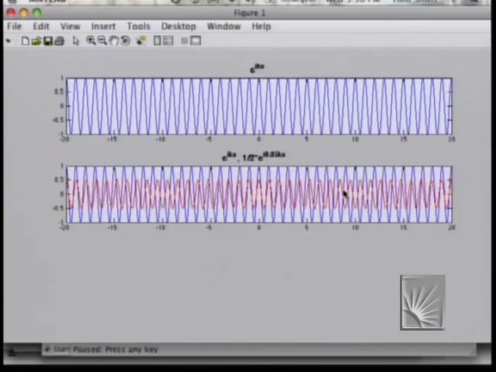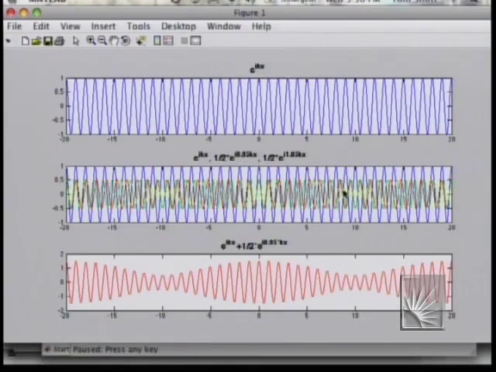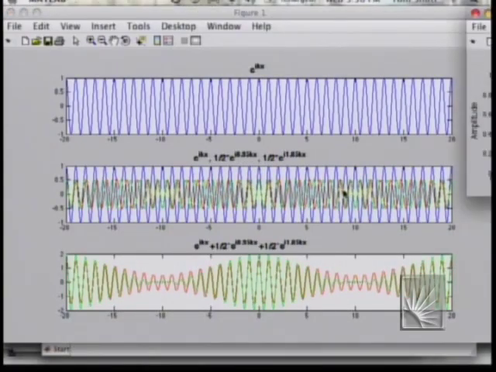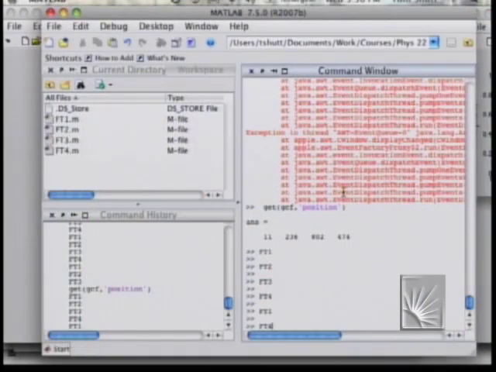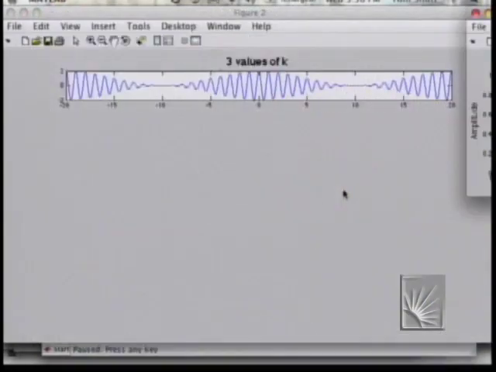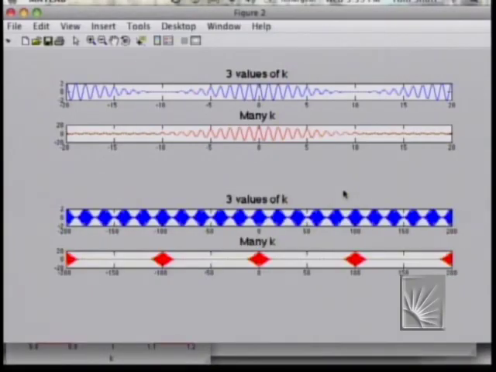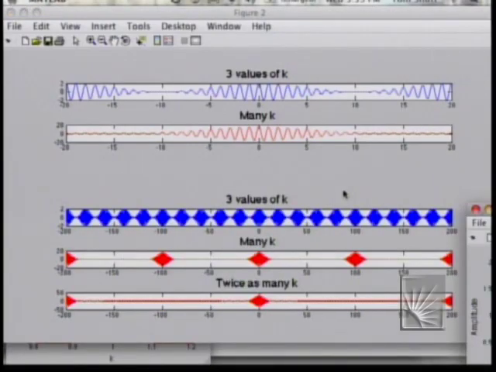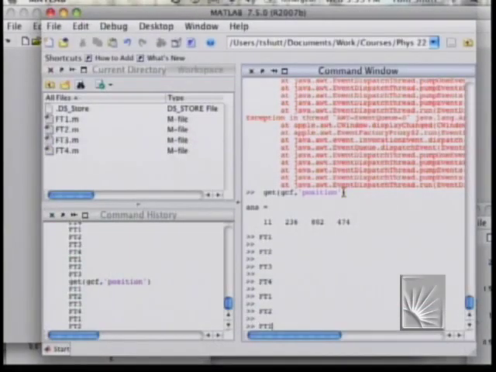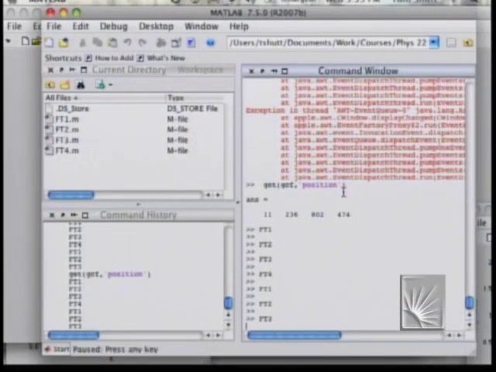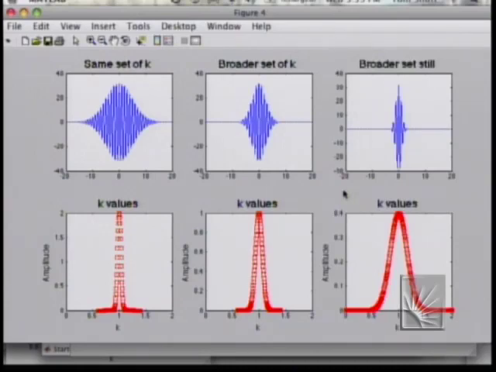Let's run through those just real quick again, just to see how these develop. Many values of k, twice as many k, and then finally, boom, boom. Narrower k, broader x; broader k, narrower x. Narrow k, broad x; broad k, narrow x. Okay?